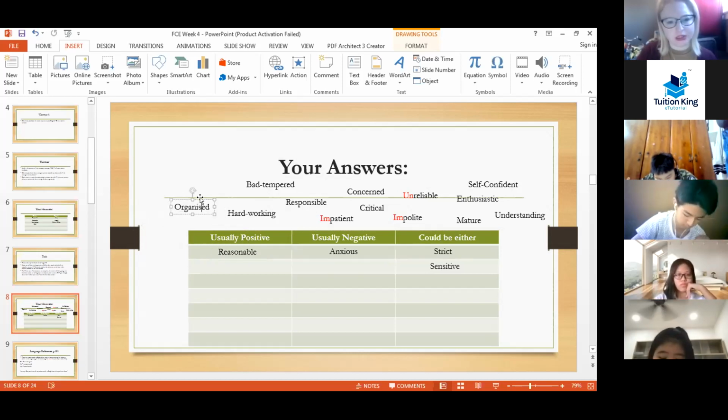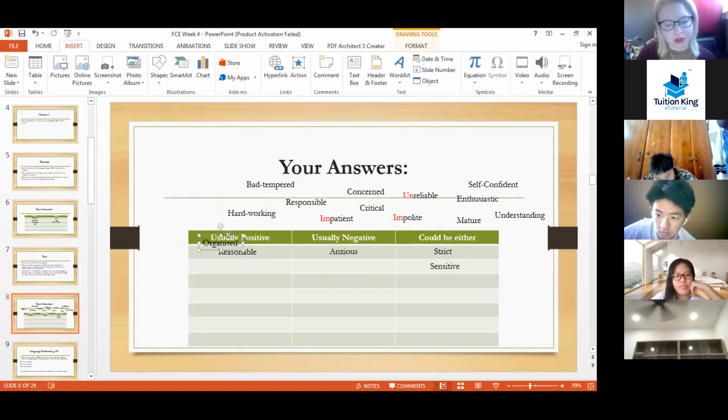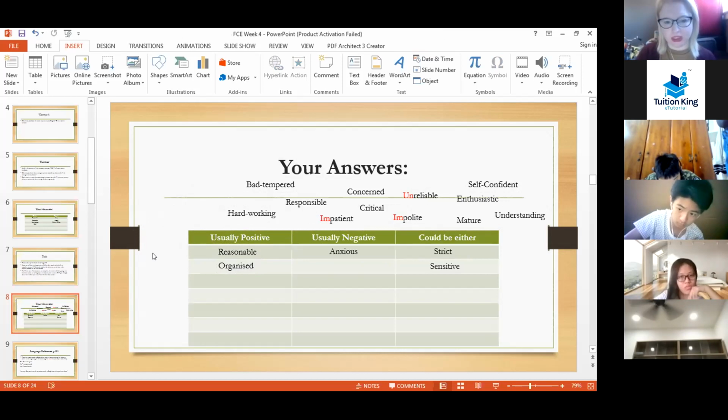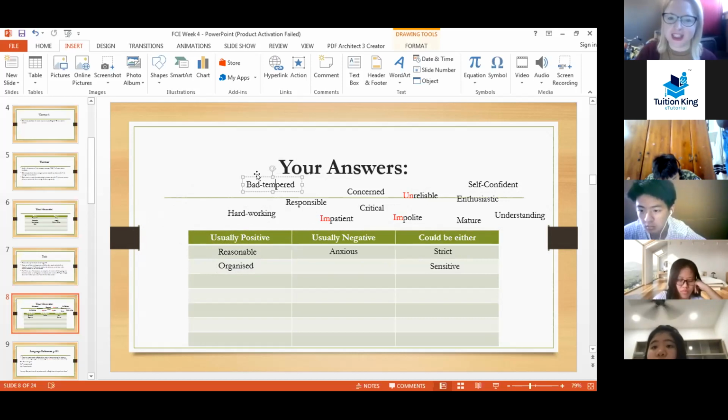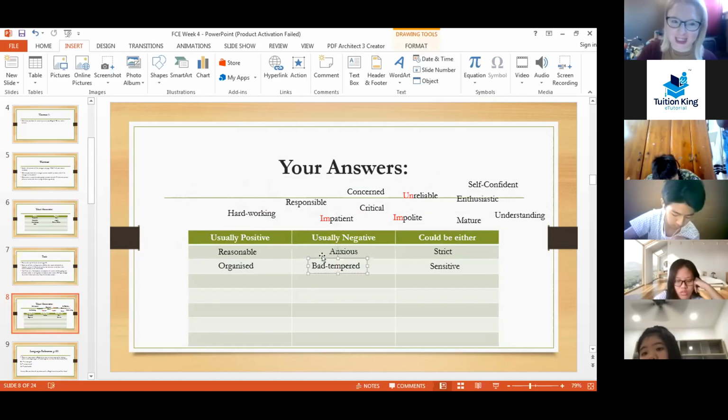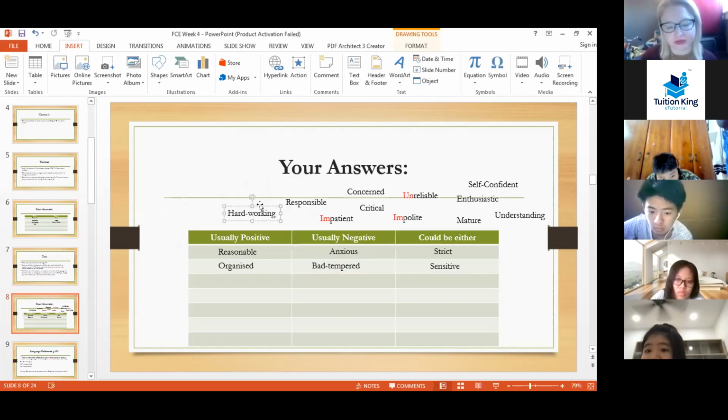And organized? Positive. I'd agree with that. Sometimes people can be overly organized and it can become a little bit obsessive, but that's a very specific context. So generally, we'd say positive. Okay, this has a negative word in it, bad-tempered. So I think we can just immediately put that in negative. Okay, what about hardworking? Positive.